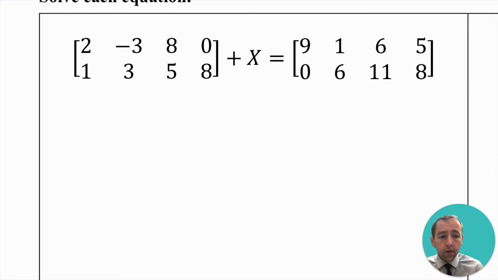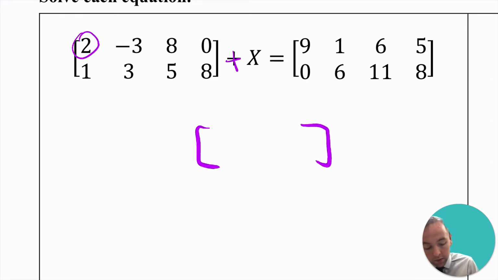And of course it's going to have to be another 2 by 4 matrix, because that's the only way you can add two matrices together. So this would be a problem where you can just go about and figure it out. Like, okay, 2 plus whatever's in the first spot of that matrix needs to be 9. So obviously 7 is going to have to be the first number in your matrix for x. So you could go about it that way and get it easily accomplished.